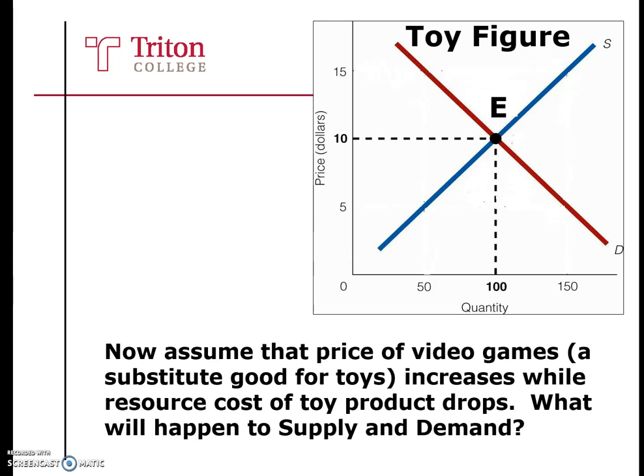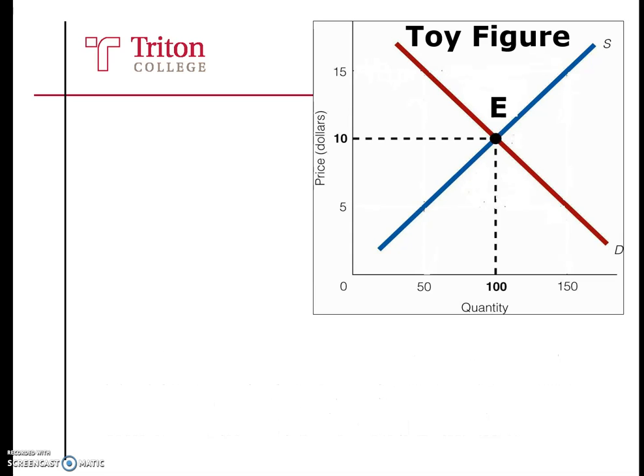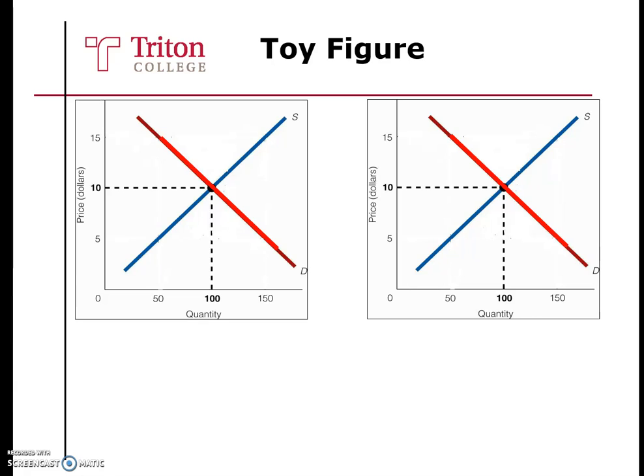Now assume the price of video games, which is a substitute for toys, increases while the resource cost for toy production drops. What will happen to supply and demand? We have two identical graphs here, and we will change them due to different degrees of change and compare them at the end.